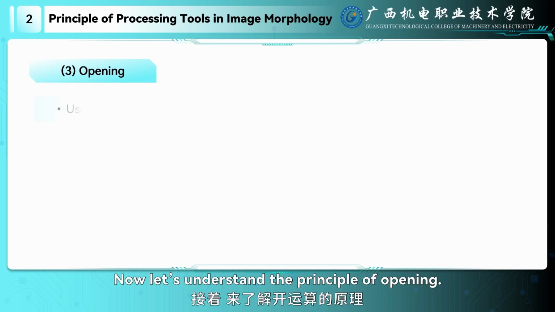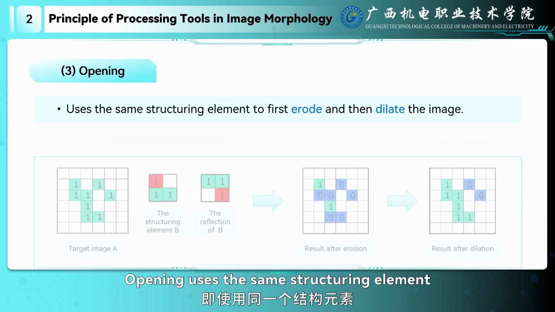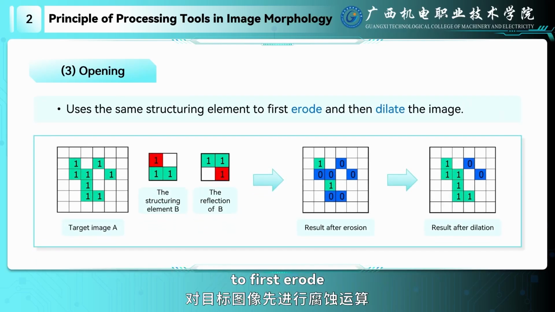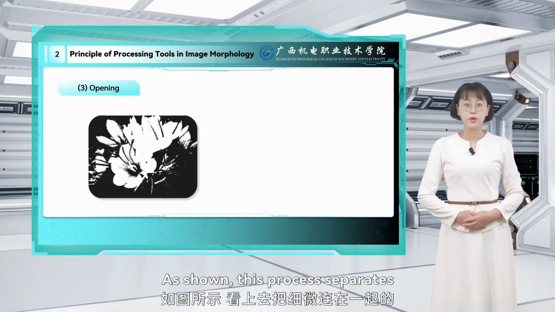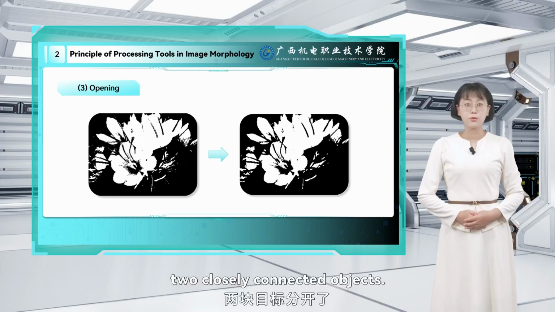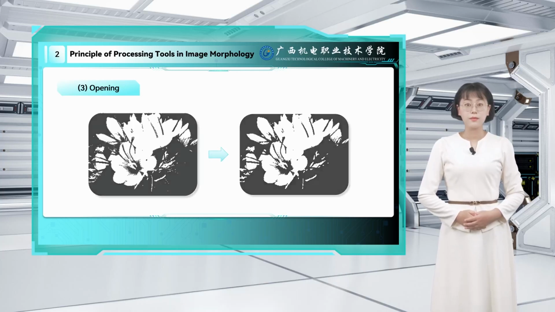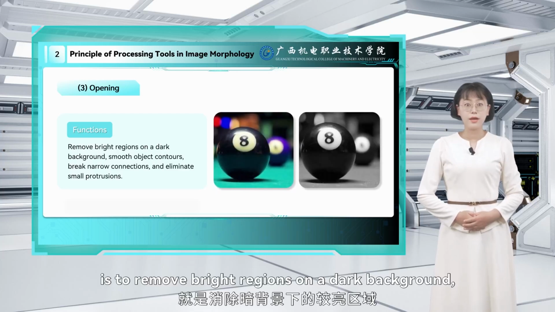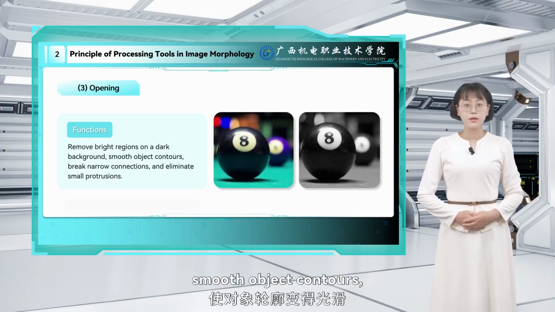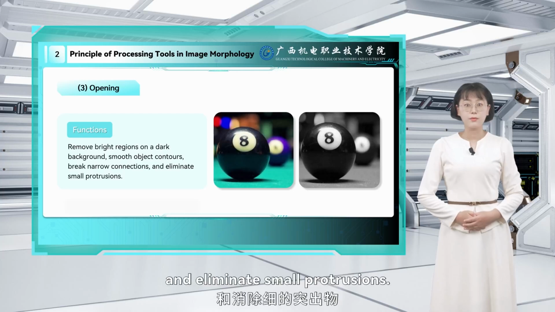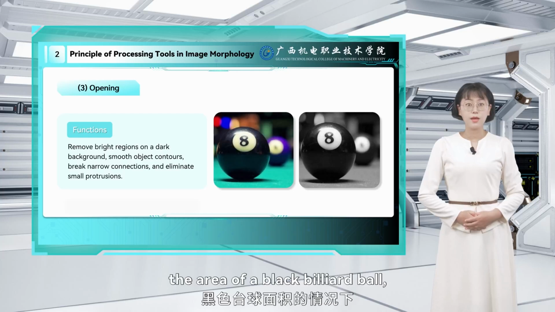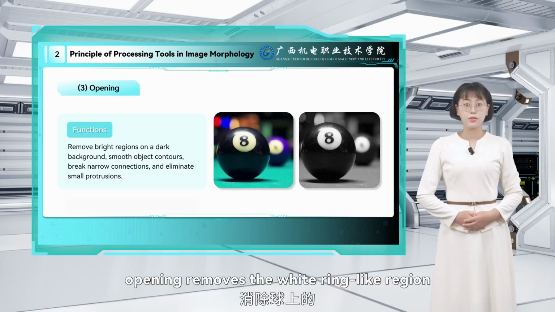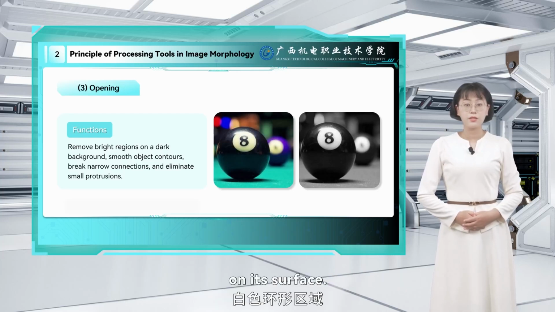Now, let's understand the principle of opening. Opening uses the same structuring element to first erode and then dilate the image. As shown, this process separates two closely connected objects. An important function of opening is to remove bright regions on a dark background, smooth object contours, break narrow connections, and eliminate small protrusions. As shown, without altering the area of a black billiard bowl, opening removes the white ring-like region on its surface.